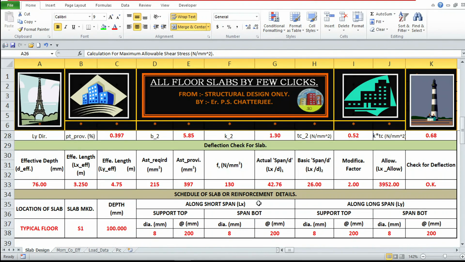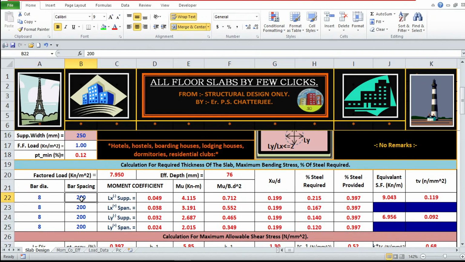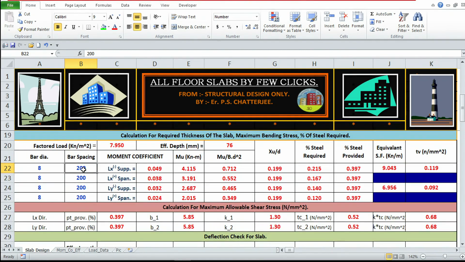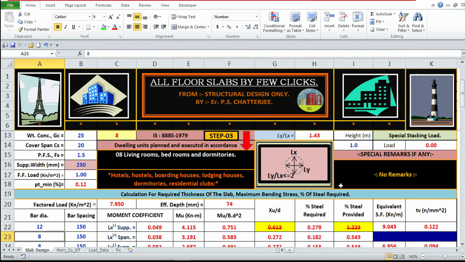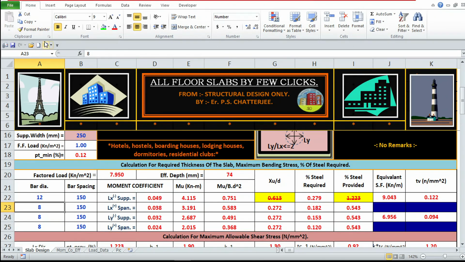Now it is the schedule of slab or reinforcement detail: 8 at 200, 8 at 200, 8 at 200, but we never put bar spacing 200 for a 100 thick slab. It should be 150. If we put here, say, 12 dia, look here, still provided 1.223, which is higher than the PT limit, so the design is not okay. So you have to change the value.